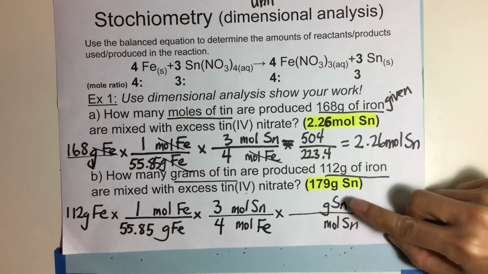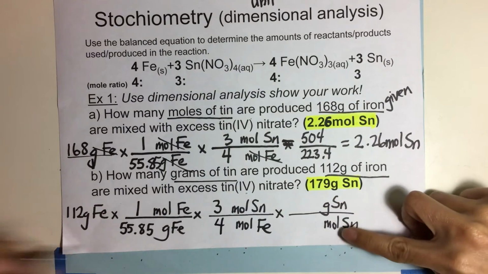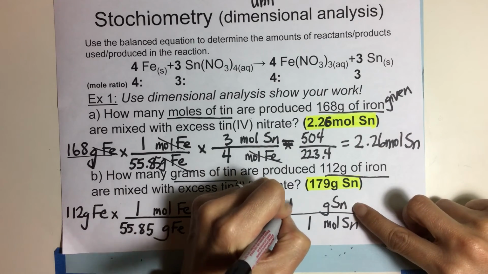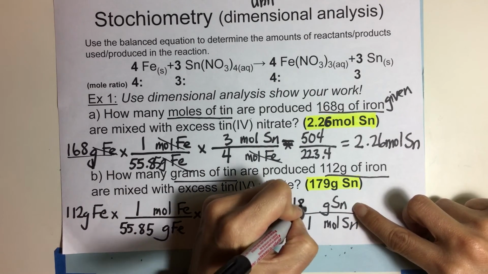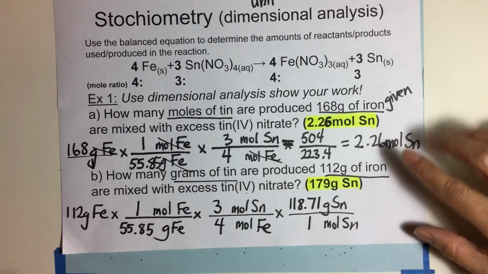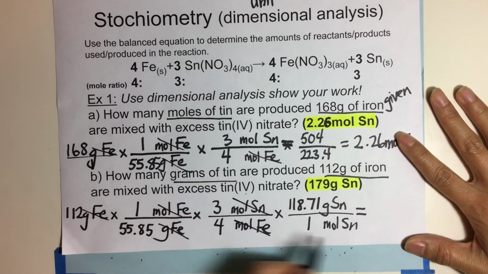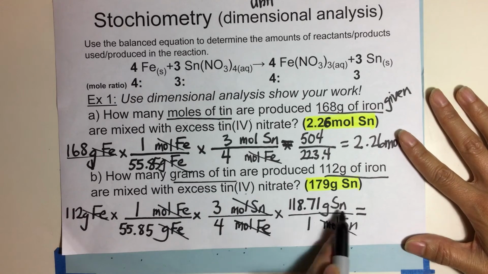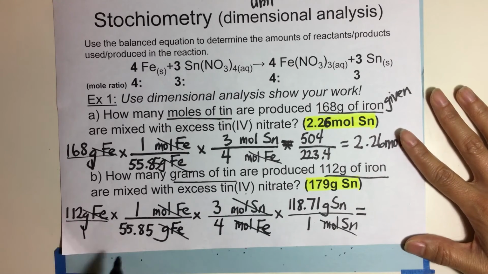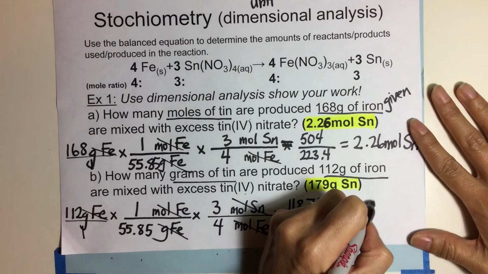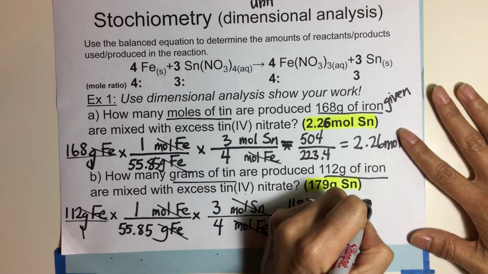We know the molar mass of tin, because it's the mass in 1 mole, is found on the periodic table, and it's 118.71 grams. Multiply it all through, cross-cancel units, do the math, multiply the numerator, and then the denominator, and you'll get some long numbers here. So bear with me in writing this number out.